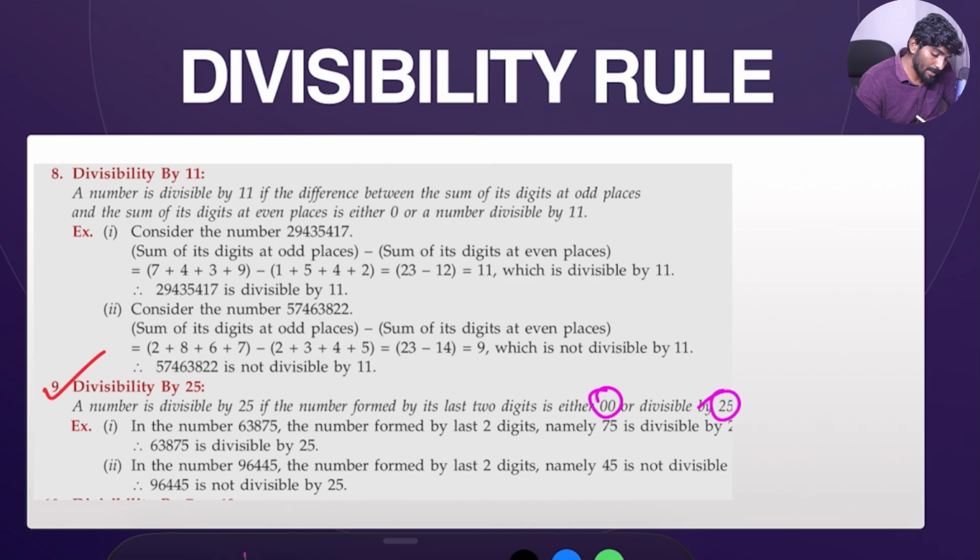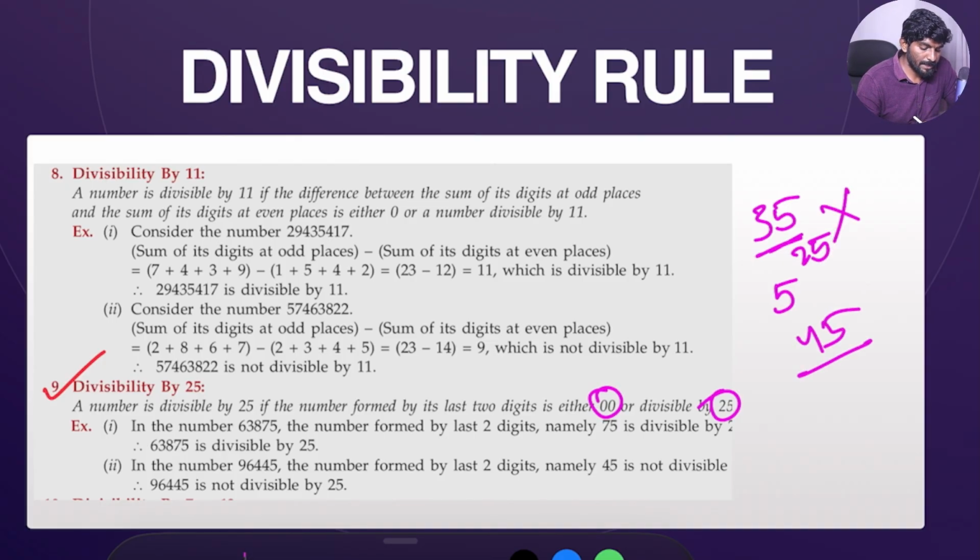Somebody, what will they do? They will take it that if there is a 5, it is divisible by 25. No. How can you say that? Is this 35? Is it divisible by 25? Not at all. Will this be divisible by 25? No. Yes. Why? 00 or 25.